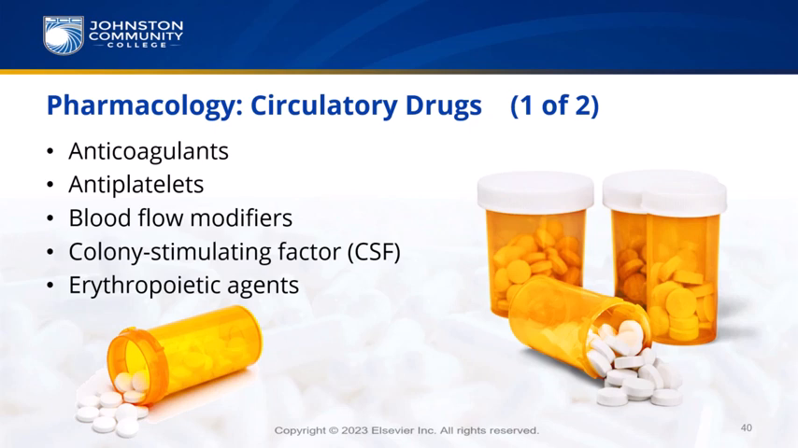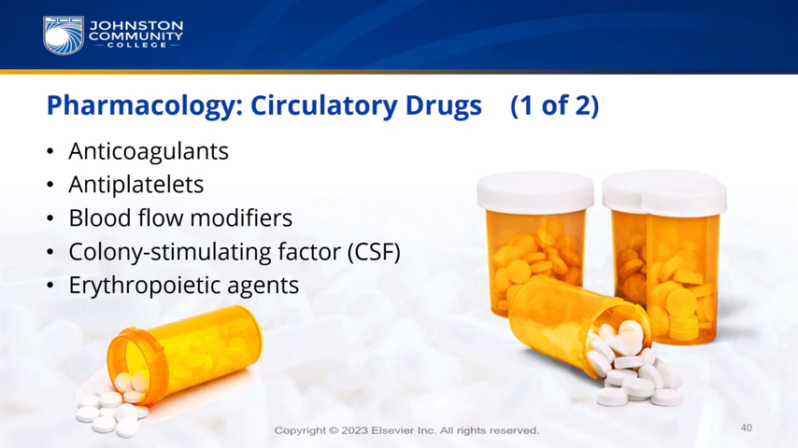Pharmacology, circulatory drugs. Anticoagulants are drugs that prevent or delay the coagulation of blood and the formation of thrombi, which we know are blood clots. Examples include heparin and warfarin. Antiplatelets inhibit the function of platelets or destroy them. Examples include aspirin and Plavix.